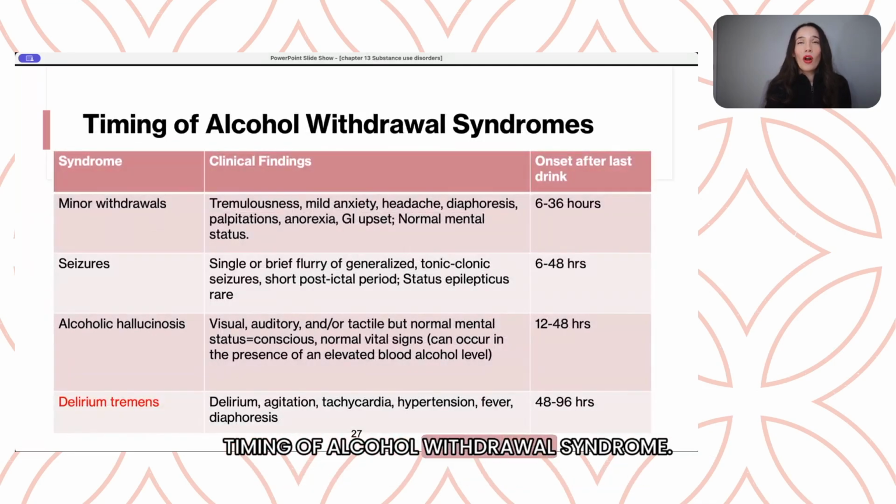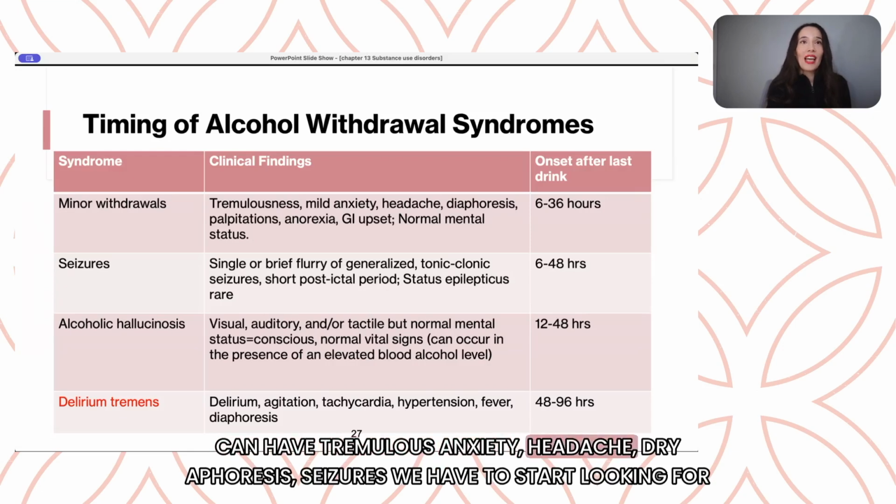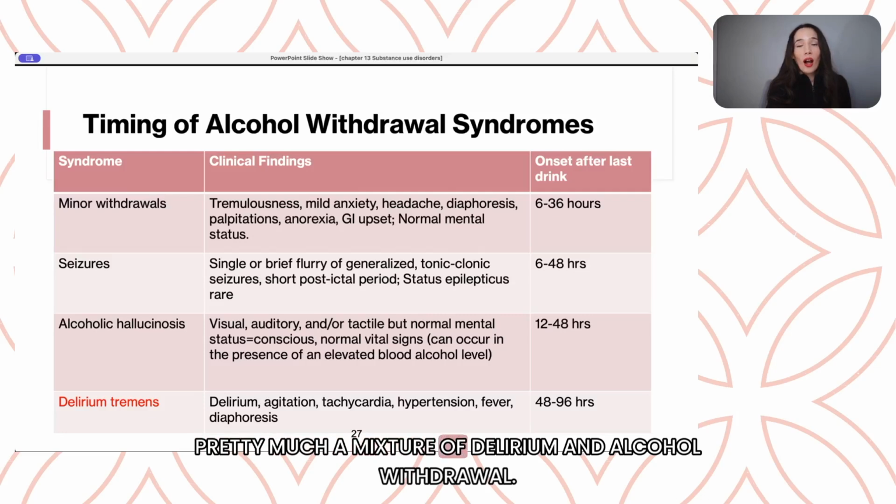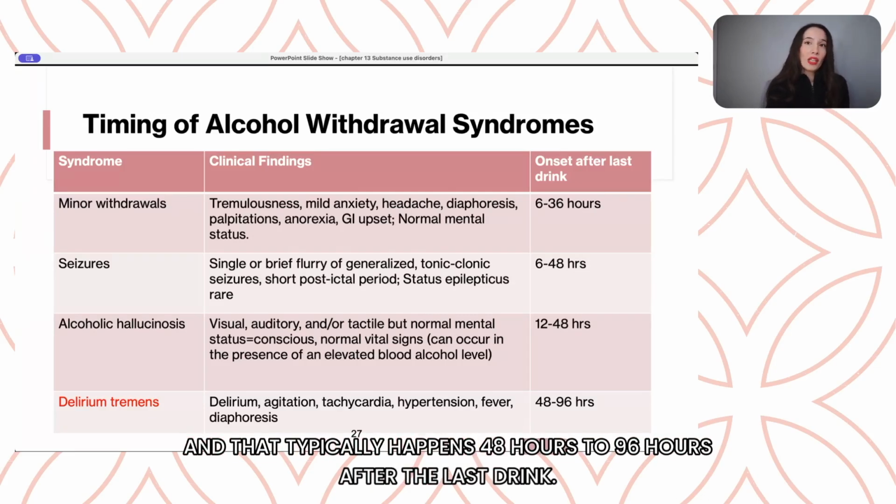Timing of alcohol withdrawal syndrome. Minor withdrawal is going to start 6 to 36 hours after the last drink. They can have tremulousness, anxiety, headache, diaphoresis. Seizures, we have to start looking for between 6 to 48 hours. Alcoholic hallucinations, 12 to 48 hours after. And delirium tremens is pretty much a mixture of delirium and alcohol withdrawal, and that typically happens 48 to 96 hours after the last drink.